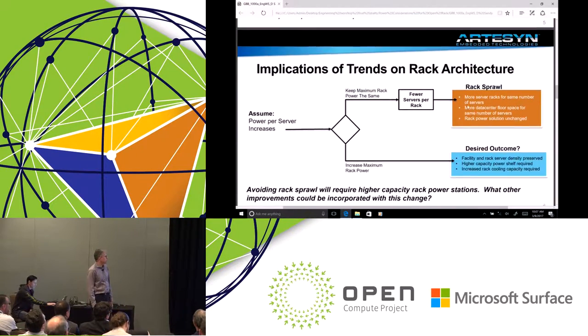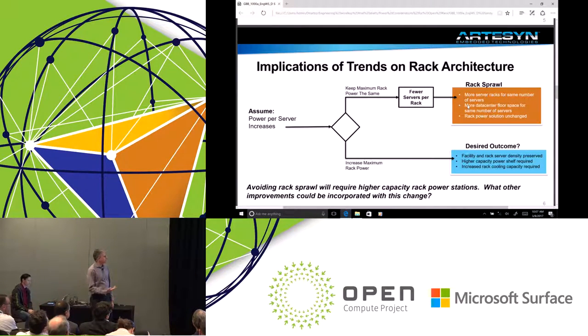Next slide. This map shows different scenarios. Let's assume that the power per server increases. And we have a decision point. Do we want to keep the power per rack the same? That's the top path. The bottom path is, do we want to increase the maximum power per rack? Both of those have challenges. Both have advantages and disadvantages. And I'm not going to suggest that there's a uniform answer for the industry. I think it's going to vary by operator and probably vary by installation.